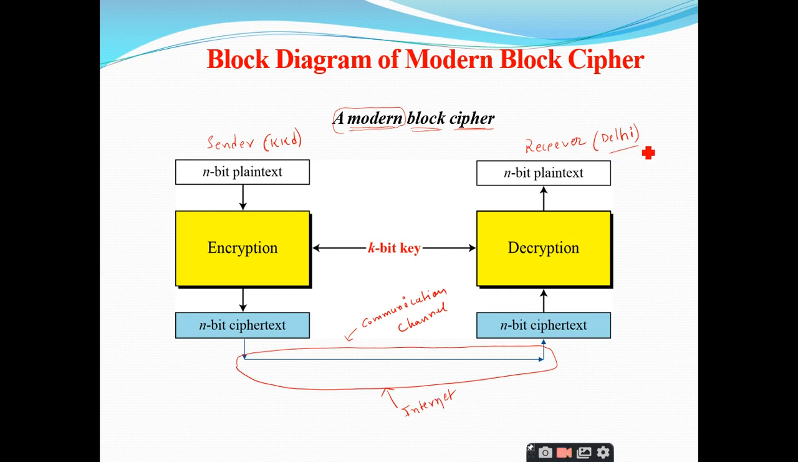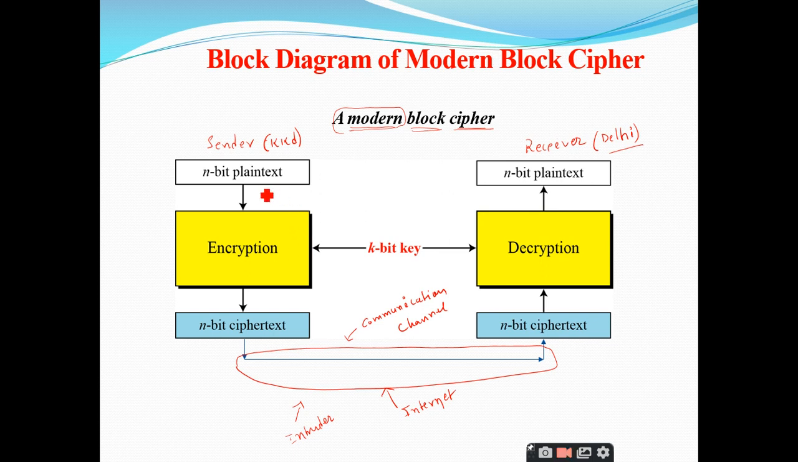So when the sender wants to send some confidential data through a communication channel via the internet to the receiver located at Delhi, he cannot send the confidential data as it is. Some third person, like an intruder, may attack the internet and get the confidential data. So that should be avoided.